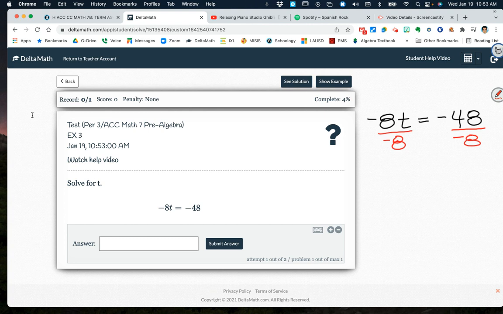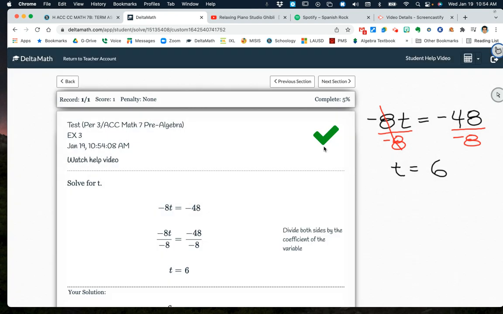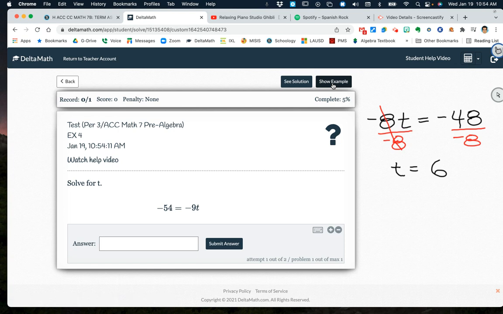Because negative 8 divided by negative 8 is 1. And ultimately, I want a 1 there. And then I just end up with t equals negative 48 divided by negative 8. Negative 6. No, 6. Yeah, remember, negative divided by negative is positive, so we want a 6 here. Okay. Alrighty. One more of these. Try this one on your own.